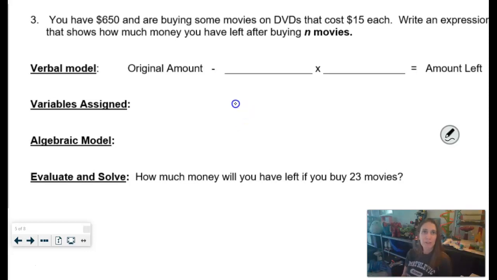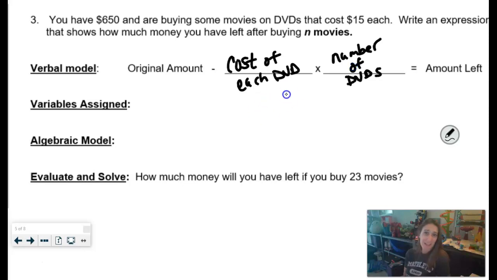So verbal model, you would take your original amount of money, which we already know it's $650, but remember this is a verbal model. And then you're going to subtract off the cost of each movie or each DVD. But then what if I buy 2 or 3 or 4? So I also have to multiply that by the number of DVDs.